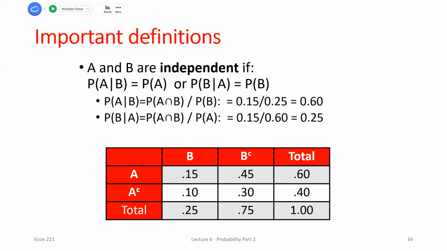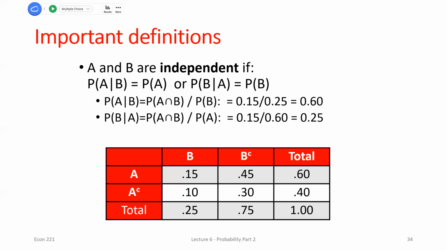You can actually show that if A and B are independent by checking whether the unconditional and the conditional probability of A are the same. You could also check whether the conditional probability of B is the same as the unconditional probability of B. If I do that, I find that the conditional probability of B is 0.25. Sure enough, the unconditional probability of B is 0.25 as well. So it doesn't matter which way I check it.